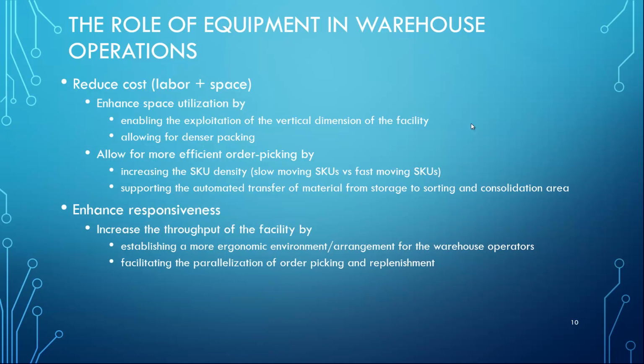The equipment will increase the throughput of the facility by establishing a more ergonomic environment for the warehouse operators. Operators will not be able to pick up heavy items, but using the equipment, it will assist them to pick up those heavy items and put them wherever needed. And using specialized equipment can facilitate picking and replenishment through machine parallel activities.